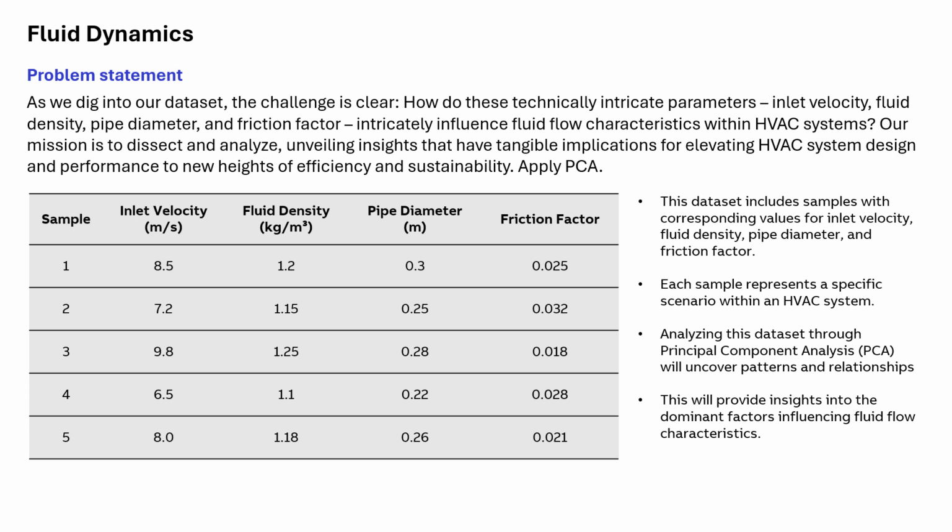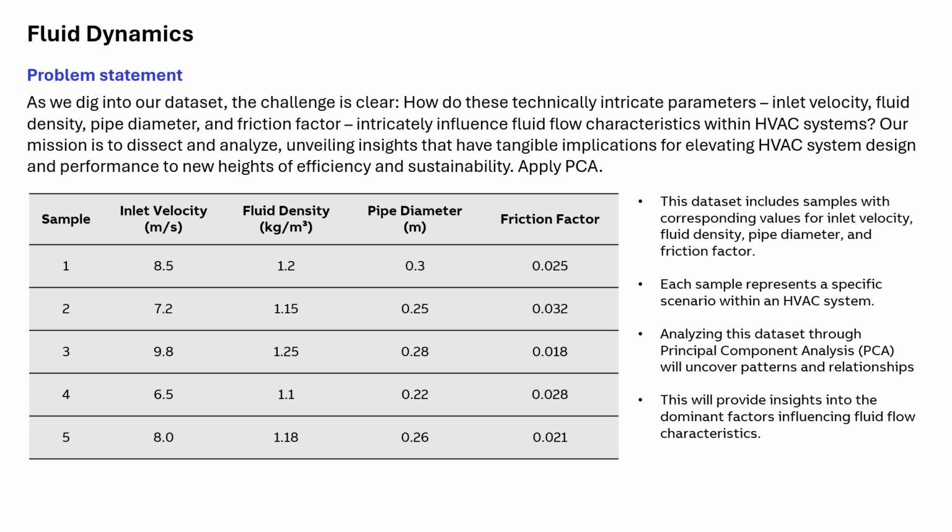Our mission is to dissect and analyze, unveiling insights that have implications for elevating HVAC system design and performance to new heights of efficiency and sustainability. Apply PCA. This dataset includes samples with corresponding values for inlet velocity, fluid density, pipe diameter, and friction factor.